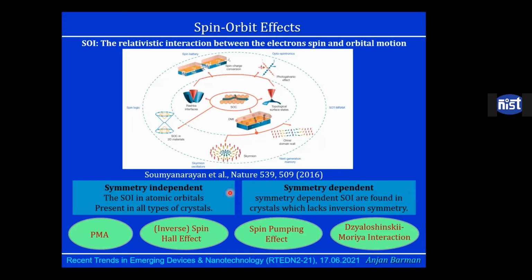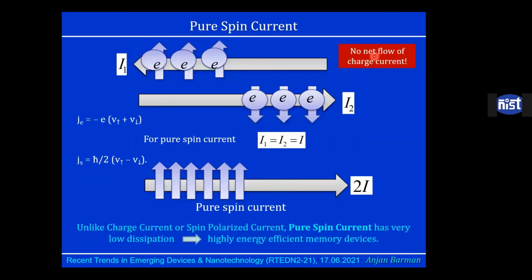There are many effects which occur due to the spin orbit coupling, and I have just listed a few that I would describe in my talk. One is the magnetic anisotropy, also known as the perpendicular magnetic anisotropy, which is very much dependent on this interaction. Then the spin Hall effect, and the inverse of it, the inverse spin Hall effect. You heard about the ordinary and anomalous Hall effect. The spin Hall effect is another type of Hall effect which occurs due to the spin orbit effect. Then the spin pumping effect, which I'll describe, and finally the Dzyaloshinskii-Moriya interaction. So the holy grail, or the center of everything, is something called a pure spin current.